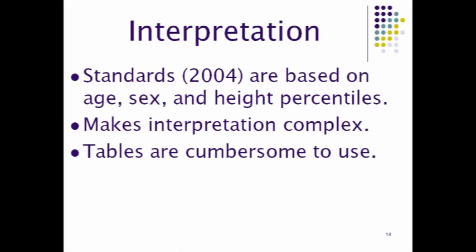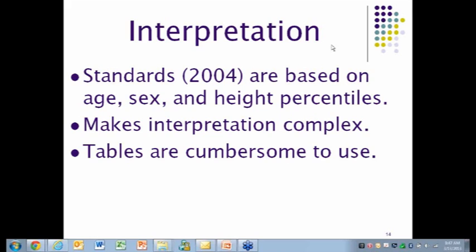Now, once we've taken the blood pressure, of course, we are left with the challenge of interpretation. So the standards for high blood pressure are based upon age, sex, and height. And this has lent itself to a great deal of complexity. And these have been published through the NIH and, of course, in pediatrics since that time. But it does make interpretation complex, and the tables are extremely cumbersome to use.